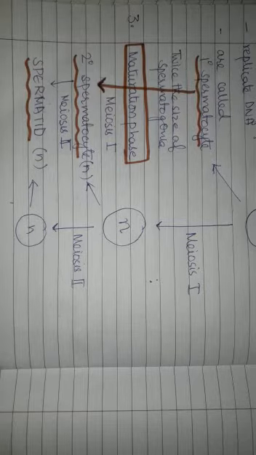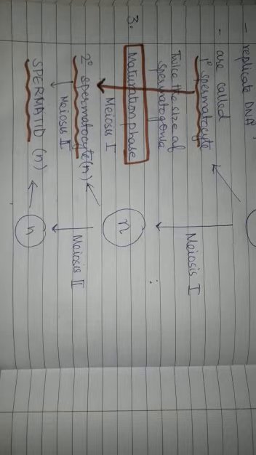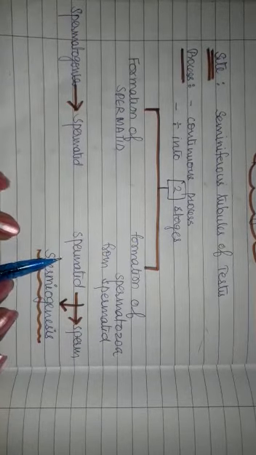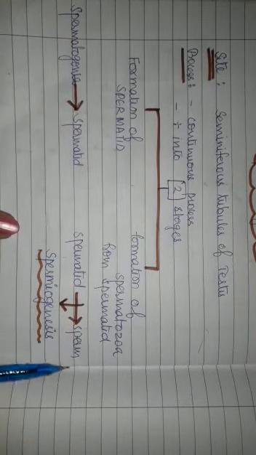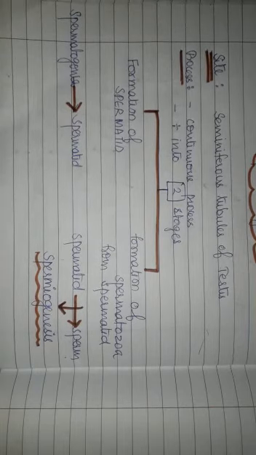Now the spermatid is like any other cell of the body. It undergoes many morphological and physiological changes and it converts into spermatozoa. That is the second phase. Now what will we see in the second phase? Spermatid will be converted into sperm by the process called spermiogenesis.